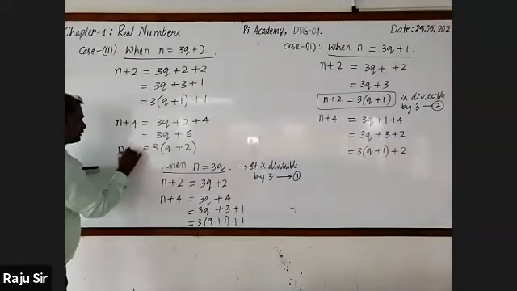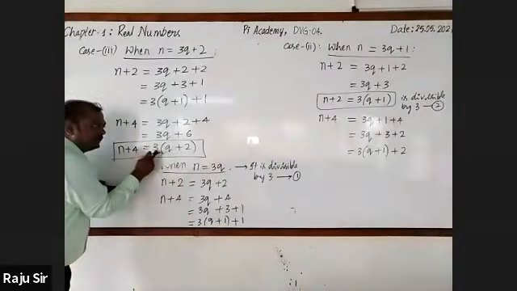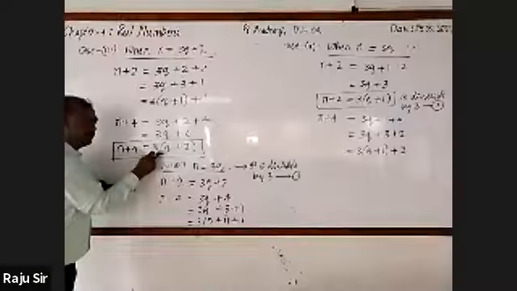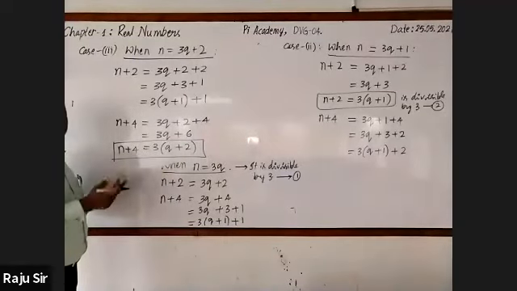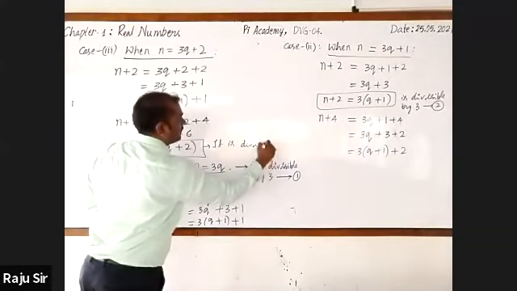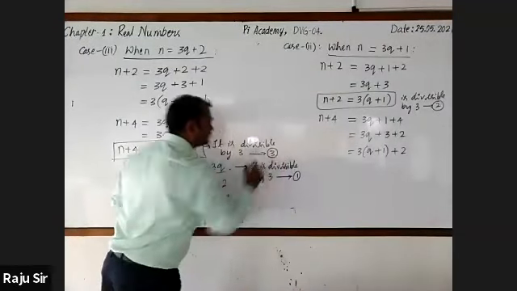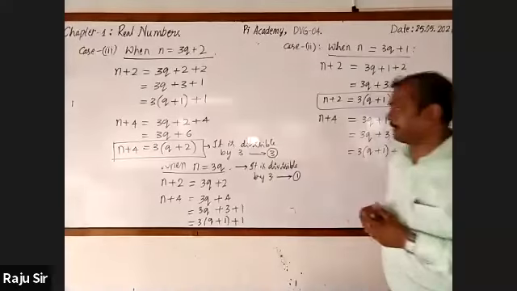Now n plus 4 is equal to 3 into q plus 2. See, it is a multiple of 3. Therefore, it is divisible by 3. You may call this statement 3. Written? Yes, sir.